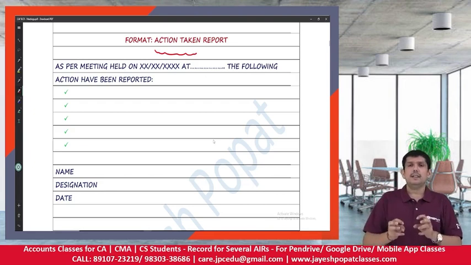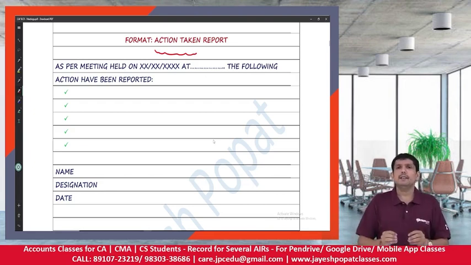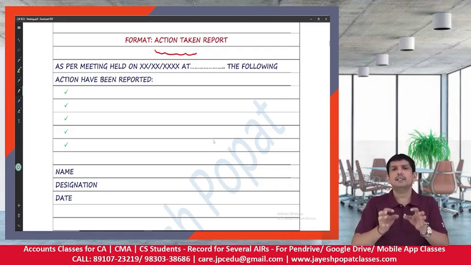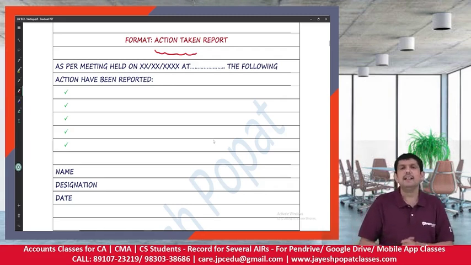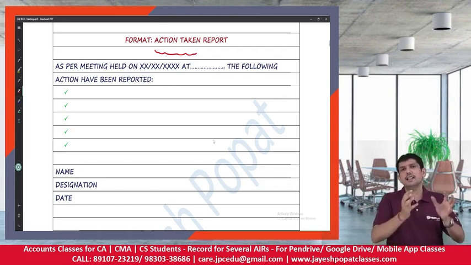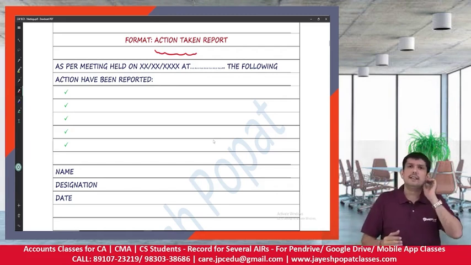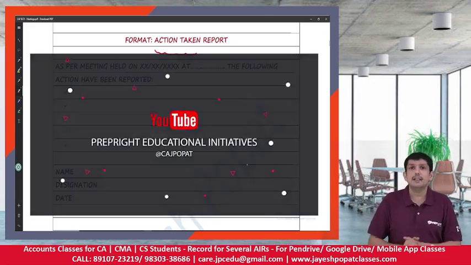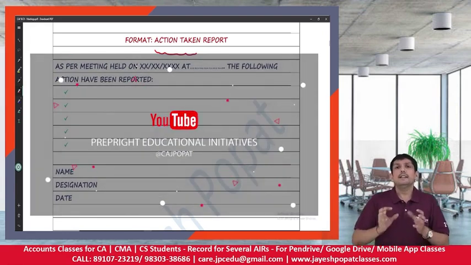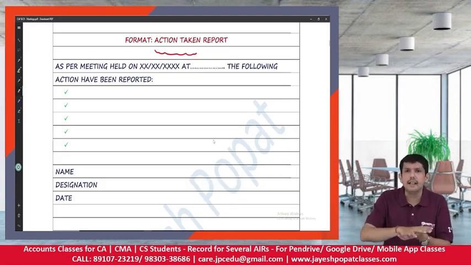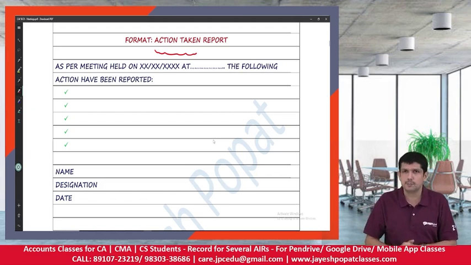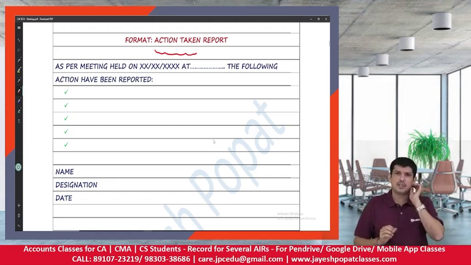So maybe in the meeting, I'll give you a small example. Maybe in the meeting it was decided that the company will recruit 10 junior level staff, 10 mid-level staff and 15 senior level staff, and what will be the criteria of selection, etc. was discussed. And then they decided that after 10 days, the action taken report should be submitted. So what is this action taken report? The action which was required and agreed to be taken in that particular meeting, what further work has been done on those particular areas will be documented in the action taken report.